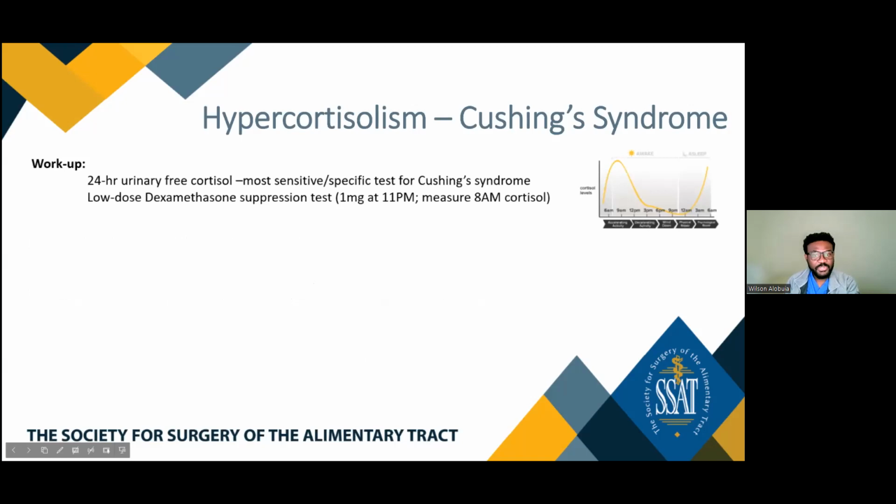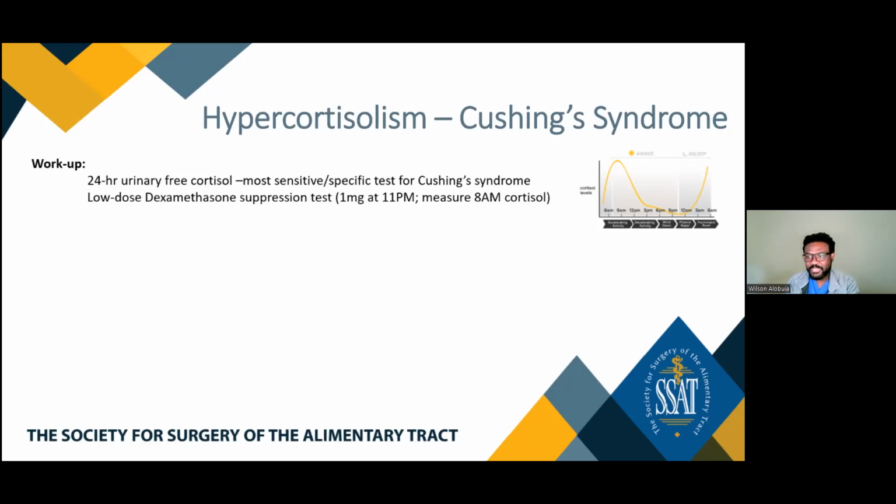All right, so for the workup of hypercortisolism, two ways. The most sensitive and most specific is the 24-hour urinary free cortisol, and that's because you're able to collect the cortisol levels throughout the day and follow the trend over the day. You can also do the low-dose dexamethasone suppression test. And this is always confusing, but the way I remember it is that you're trying to use the diurnal distribution of cortisol levels throughout the day to help you determine where you are.